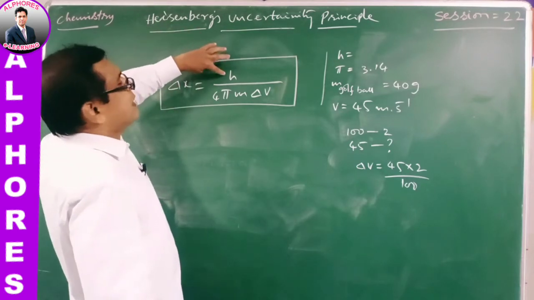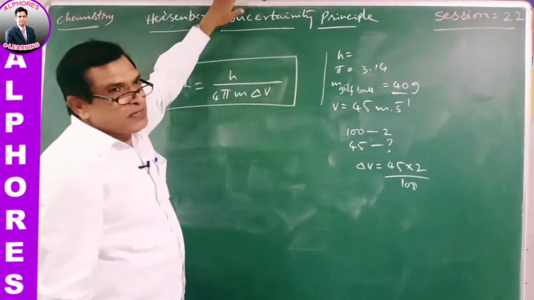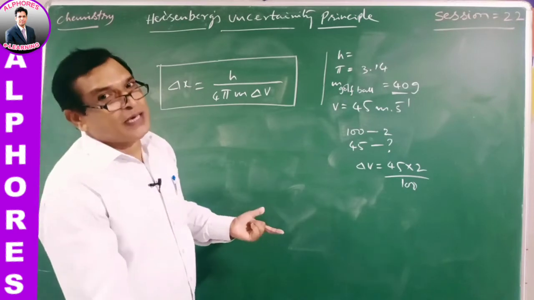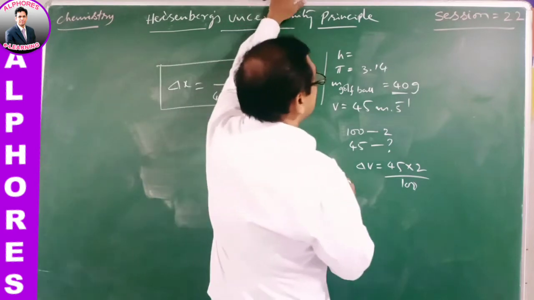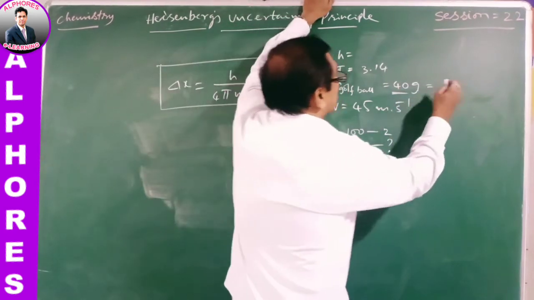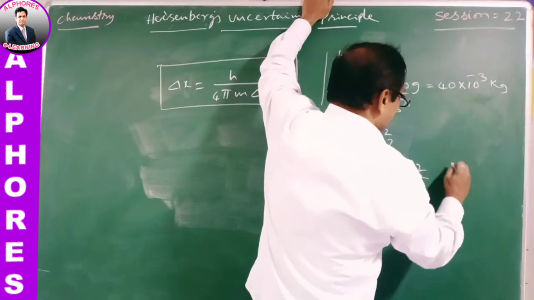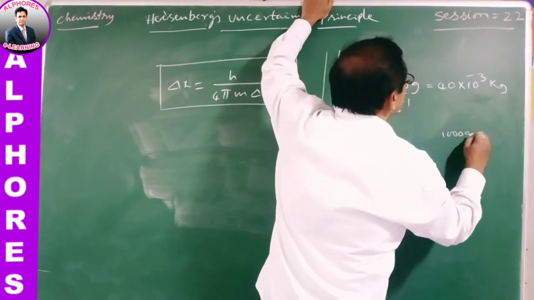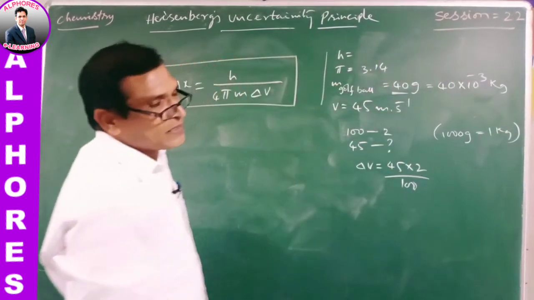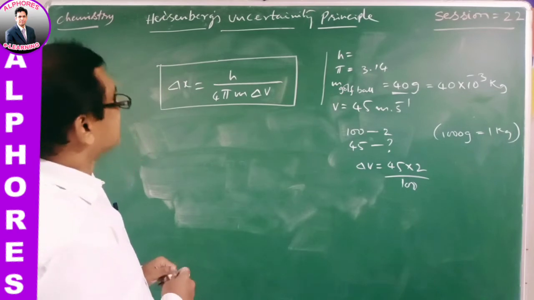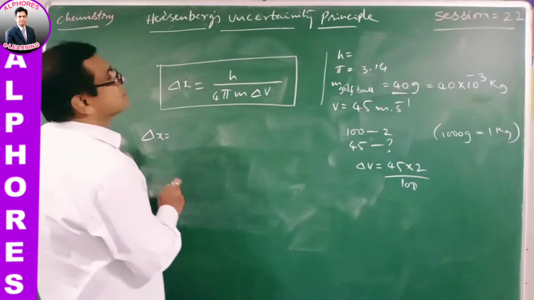Now we should be very careful while taking the data. It is given in grams, so be very careful. It should be converted into kg. That is equal to 40 into 10 to the power minus 3 kg, because 1000 grams is equal to 1 kg. It is only 40 grams. Now substitute the data. Delta x is equal to, yes, we should be very careful.